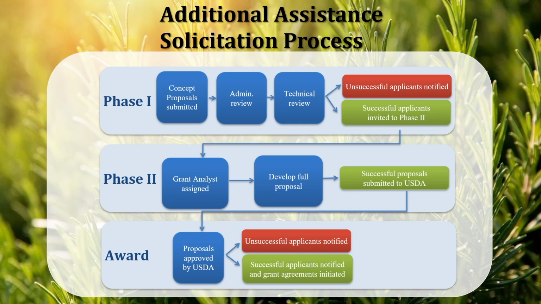Submissions should also be to grants@cdfa.ca.gov. Projects invited to Phase 2 will be assigned a grant analyst to develop a full proposal for USDA's consideration. Projects that do not advance to Phase 2 will receive feedback to assist with developing a proposal in future years.